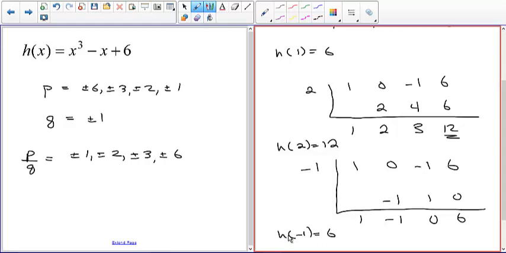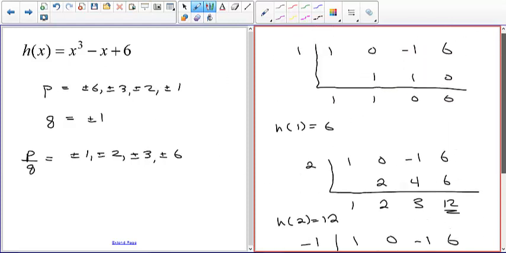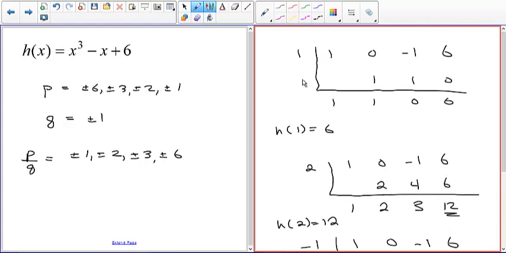Does that make sense? Something doesn't make sense. Because if you do x of 0, you get 6. So how the heck is that happening? Because if h of 1 is 6, h of negative 1 is 6, and h of 0 is 6. That's some strange behavior. So let me just double check my numbers here.